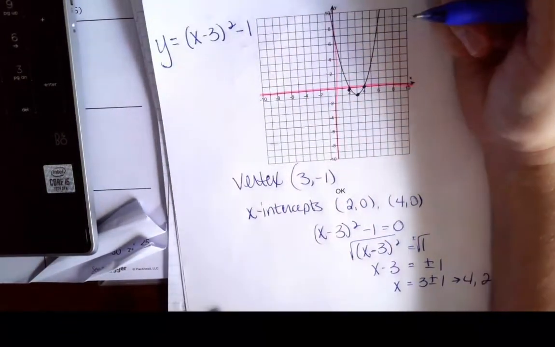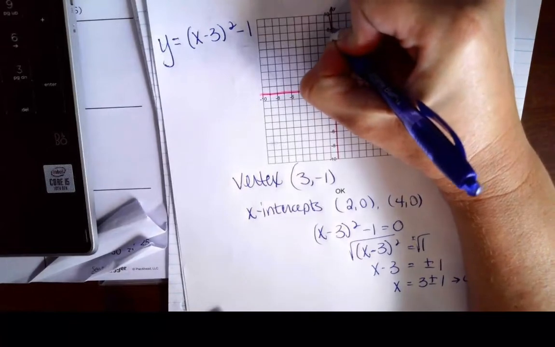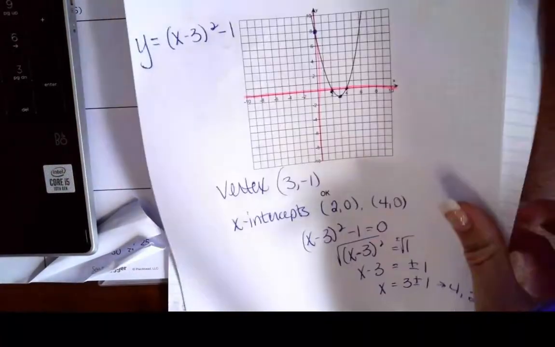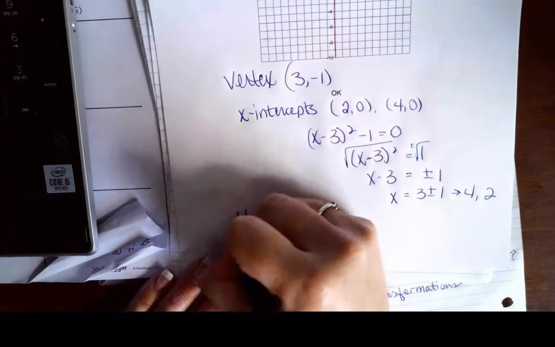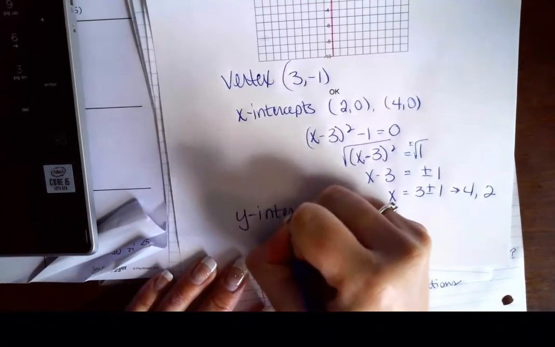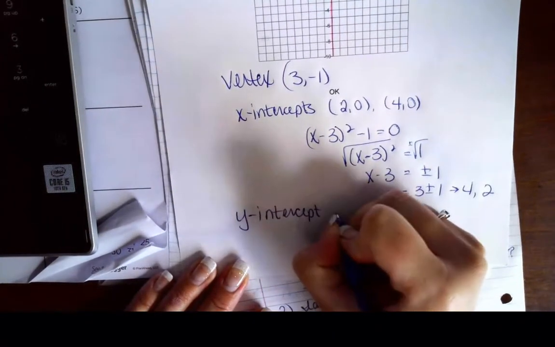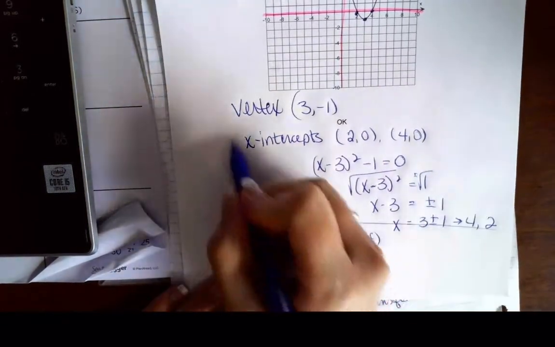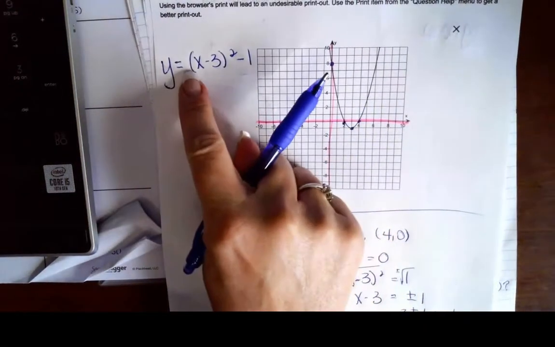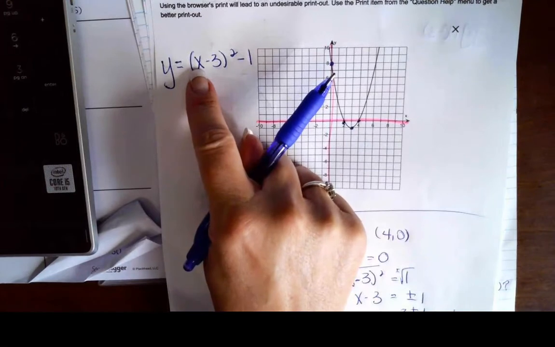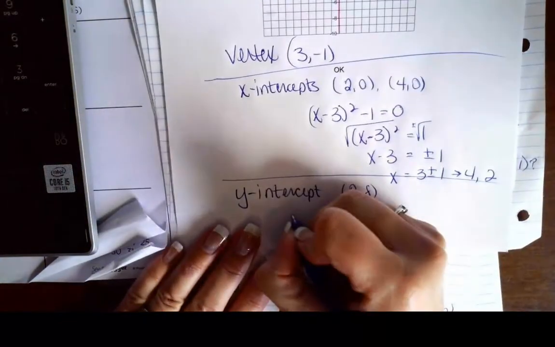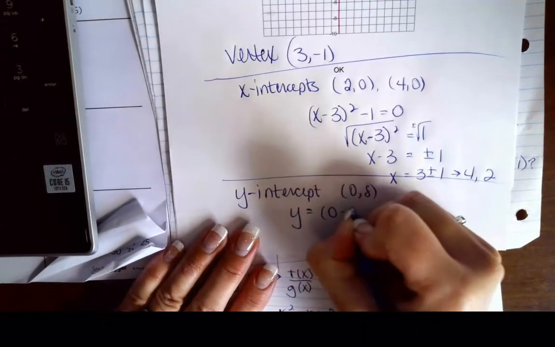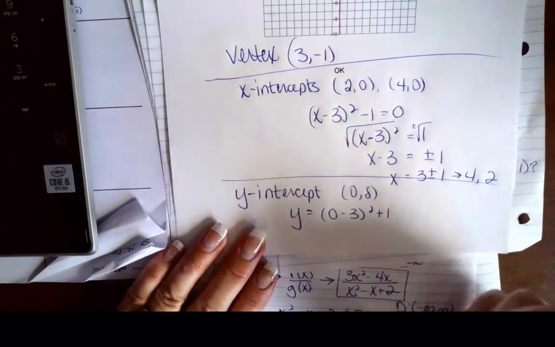Well, looking at this, I know that my y-intercept is at 8. So it's already done. My y-intercept is at 8. So it's actually a 0, 8. And then how do I find that mathematically? I'm going to put a 0 in for x, and that'll let me solve for y, because y will still be sitting here. So I've got y equals 0 minus 3 squared plus 1.